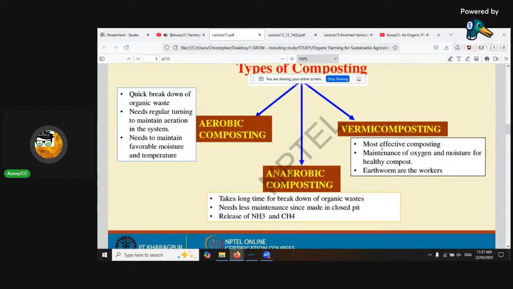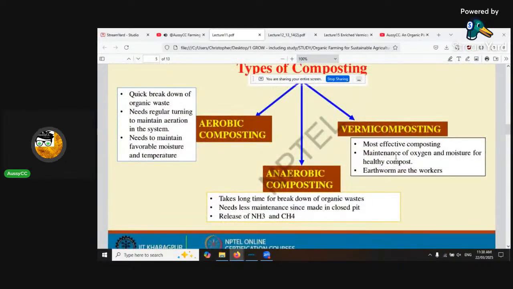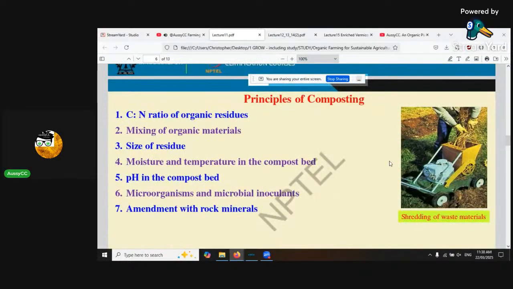Vermicomposting uses worms. Earthworms are the workers, and it's done in an oxygen- and moisture-rich environment. One good thing about using earthworms is they secrete ammonium (NH4) on the outsides of their skin. My teacher in one of these classes was a worm biologist. She just focused on that.